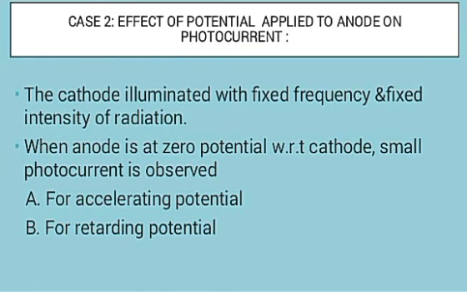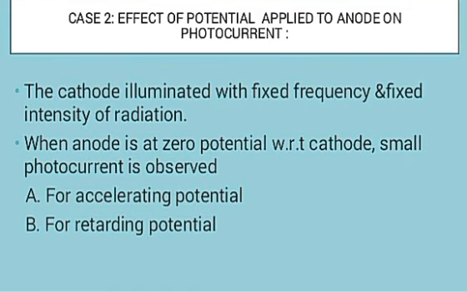For this, the remaining two factors, frequency and intensity of incident radiation, are kept fixed. That is, the cathode is illuminated with the fixed frequency and fixed intensity of radiation. Means here the radiation of fixed frequency and fixed intensity is made to fall on cathode. When anode is at zero potential with respect to the cathode, a small photocurrent is observed.